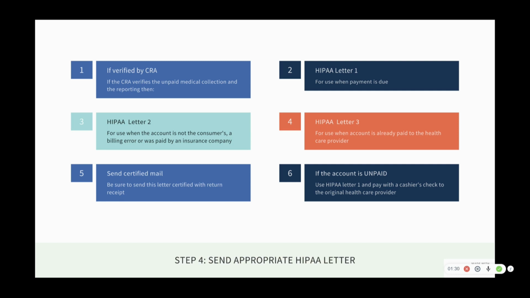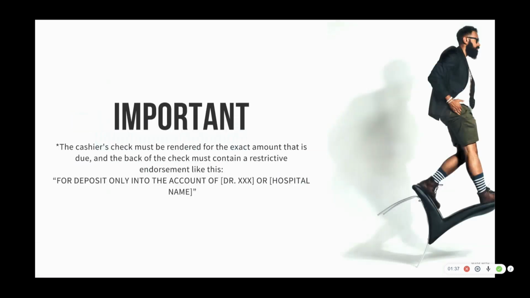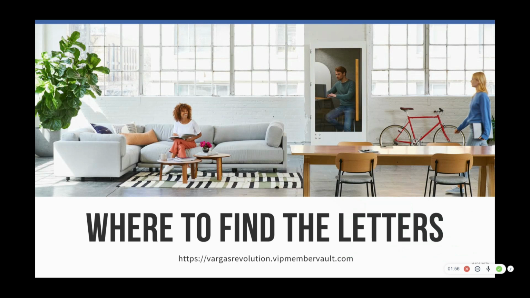Now, if the account is unpaid, you need to send letter 1 and pay with a cashier's check to the original healthcare provider, okay? Otherwise, again, this is not going to work. So this is very, very important. The cashier's check must be rendered for the exact amount that is due, and the back of the check must contain a restrictive endorsement like this: for deposit only into the account of Dr. So-and-so or hospital name.